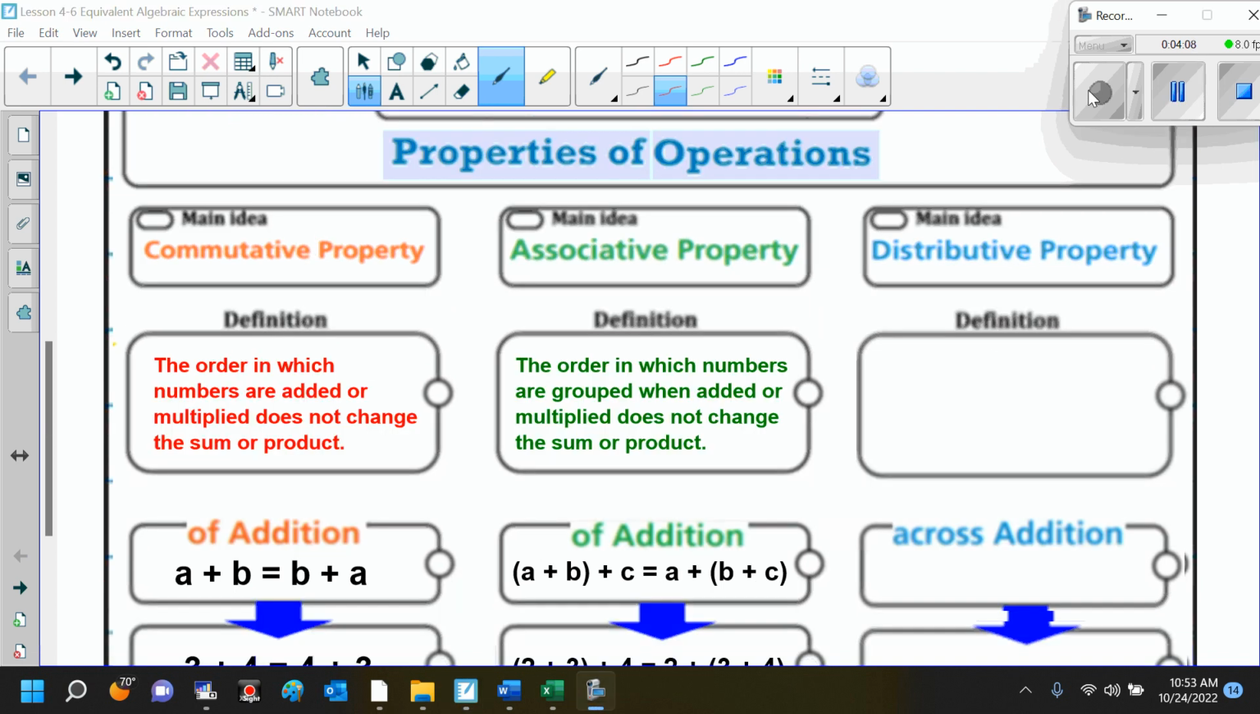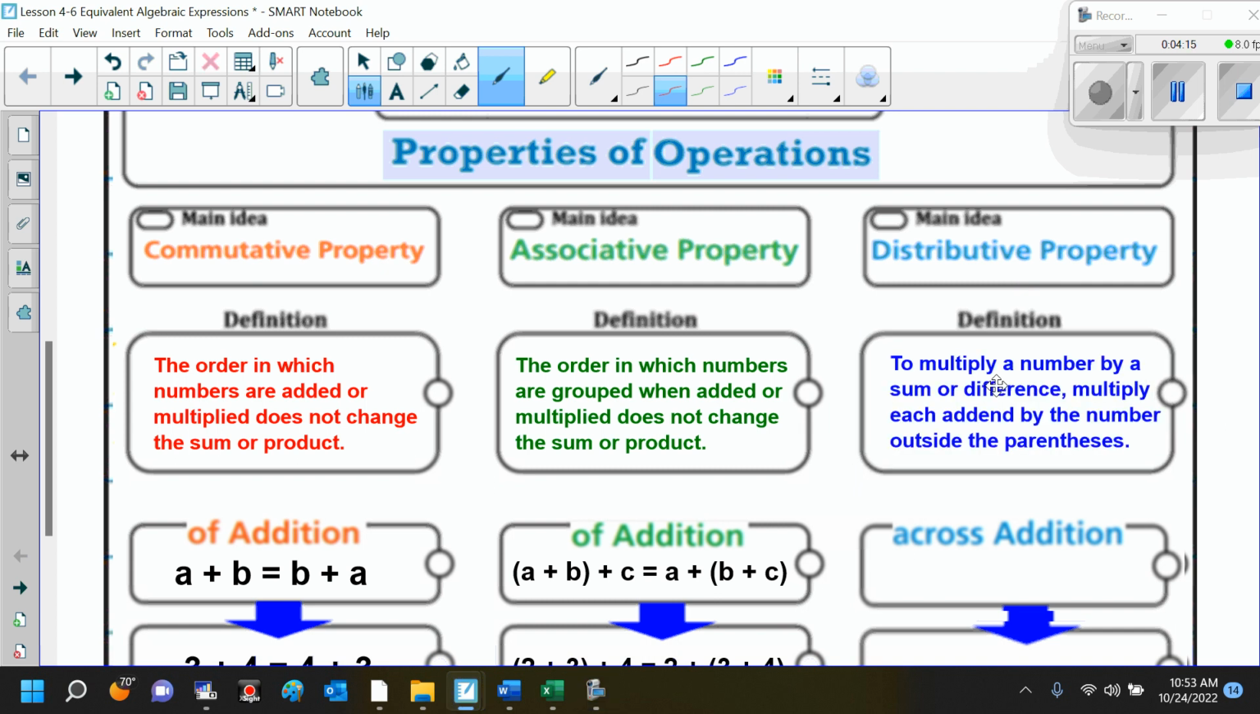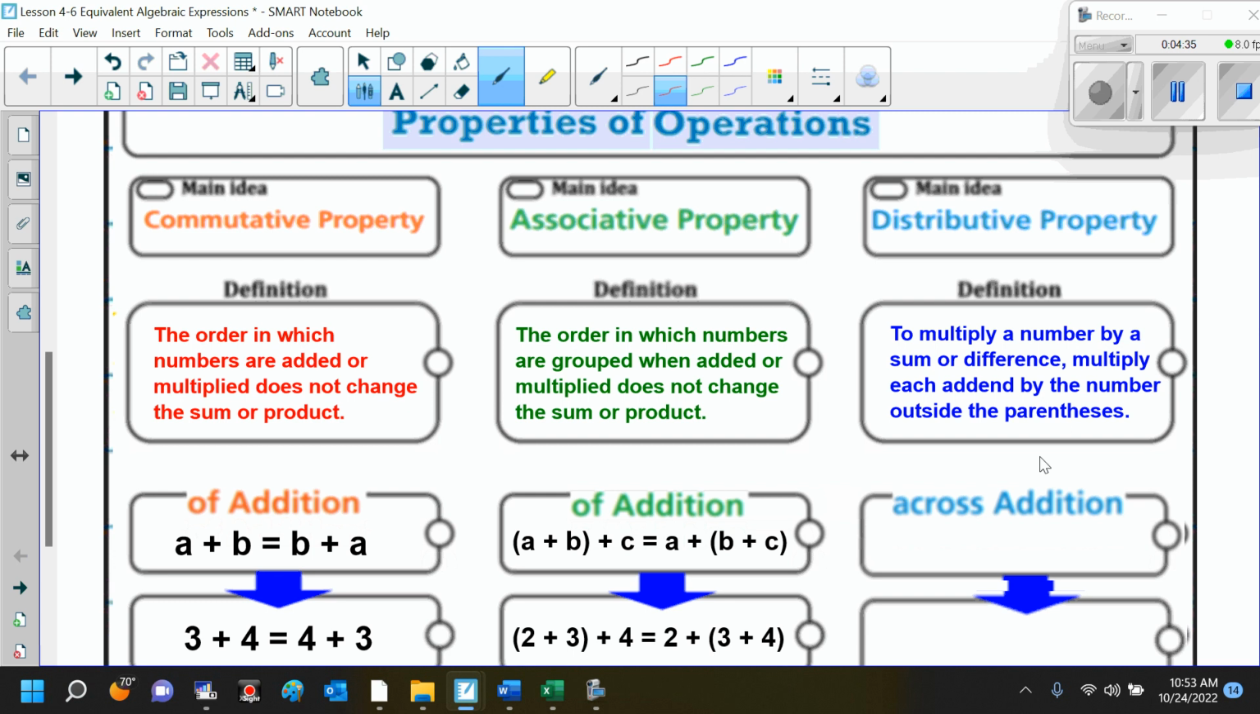All right, so the distributive property. We've seen this one. We just did this one last class. The distributive property says to multiply a number by a sum or difference, you multiply each addend by the number outside of the parentheses. The distributive property works for addition and subtraction. The other two are addition and multiplication.